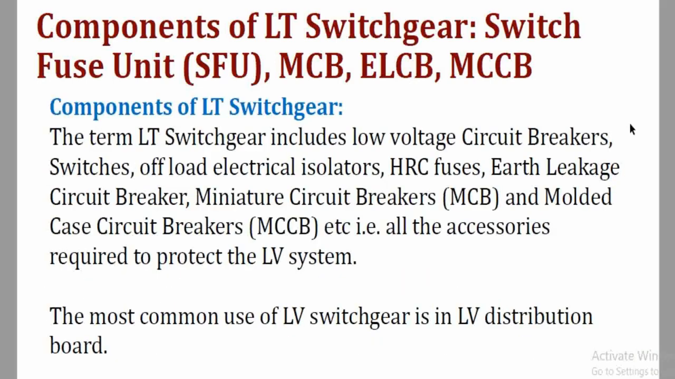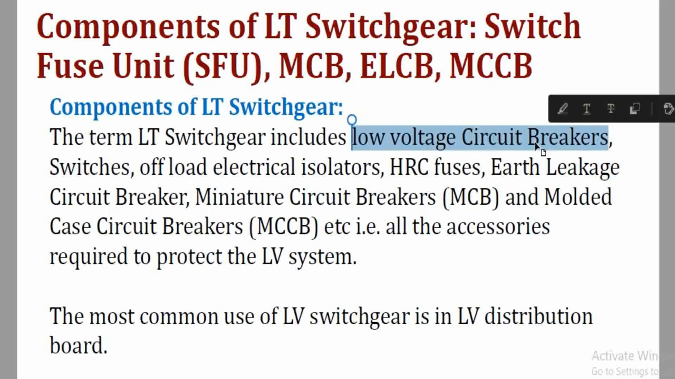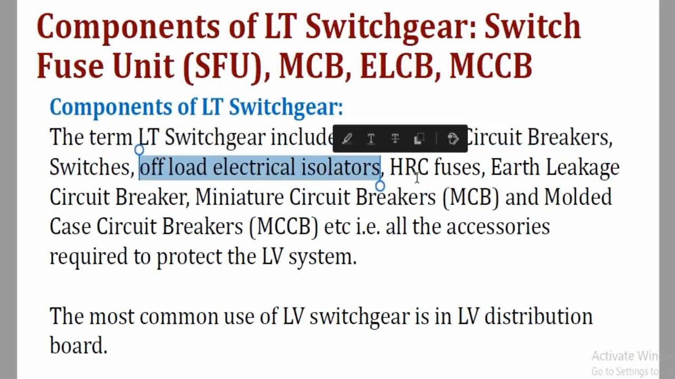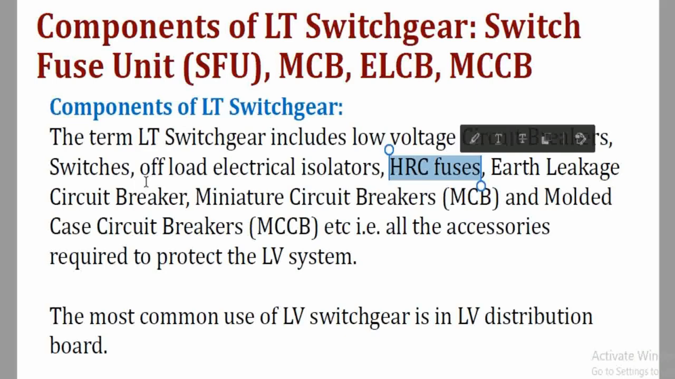Now let us see the components of LT switchgear. LT switchgear includes low voltage circuit breakers, switches, off-load electrical isolators, HRC fuses, ELCBs, MCBs and MCCBs. All the accessories required to protect the LT switchgear will be included in it. The most common use of LV switchgear is the LV distribution board.